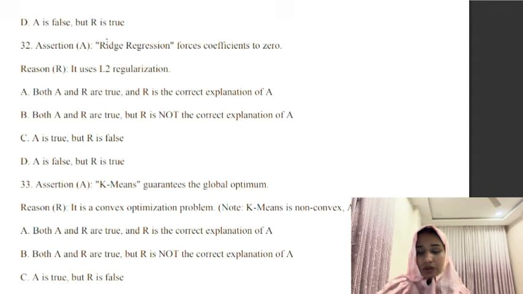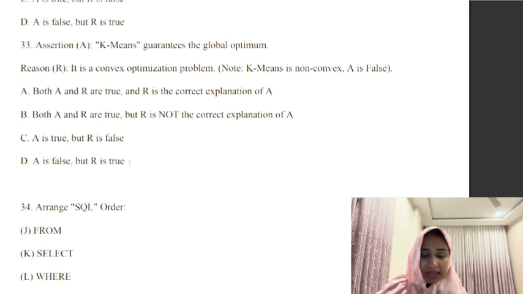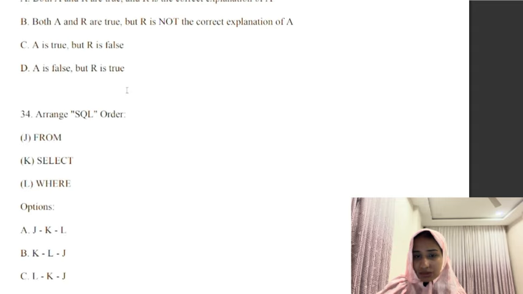32. Regression forces coefficients to 0. Reason it uses L2 regularization. So the answer is D. A is false but R is true. 33. Assertion. K-means guarantees the global optimum. And reason it is a convex optimization problem. So the answer is option number D. A is false but R is true.